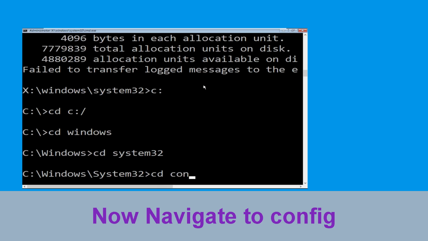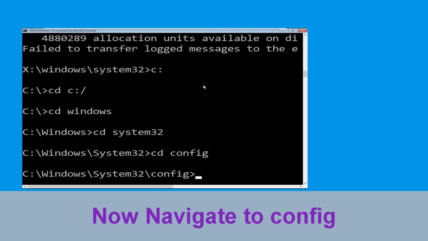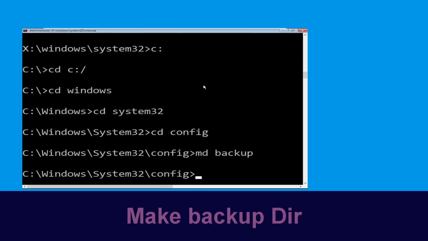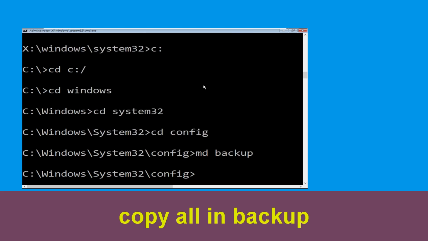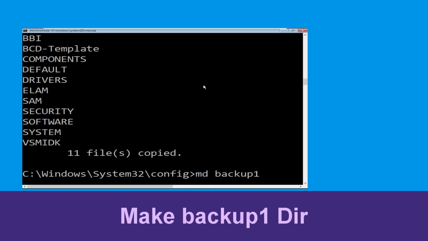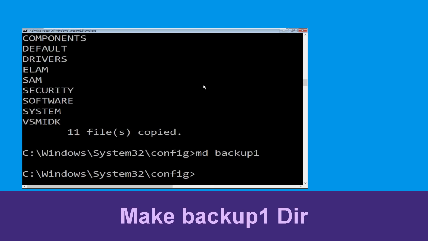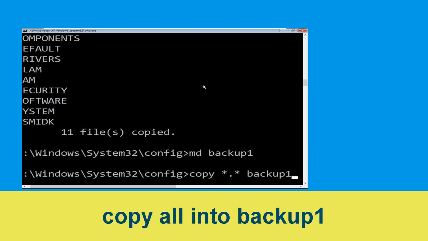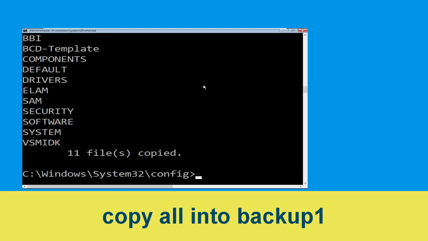Now execute this command. Type cd space config and simply hit enter. Then type md space backup and hit enter. Now type copy *** backup and simply hit enter to execute the command. Now execute this command. Type md space backup1, then hit enter. Now type copy ** backup1 and simply hit enter to execute the command.